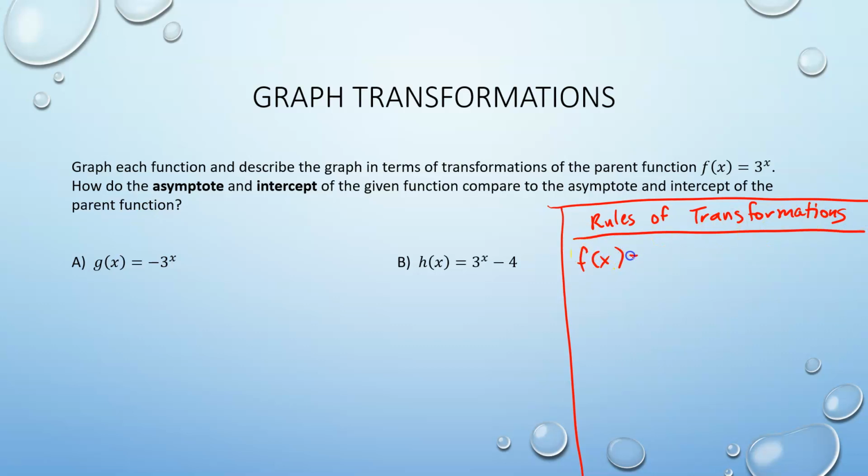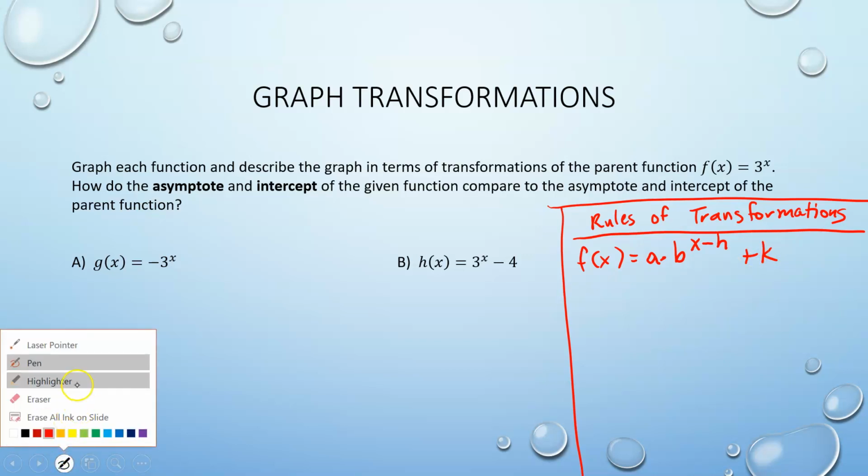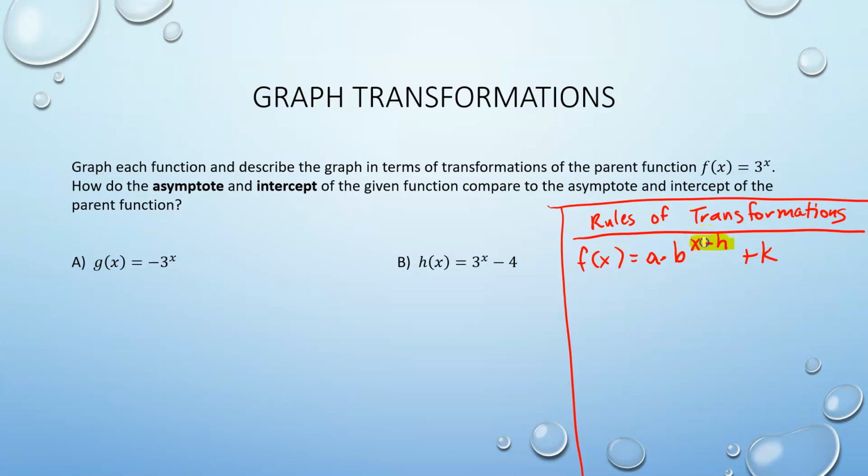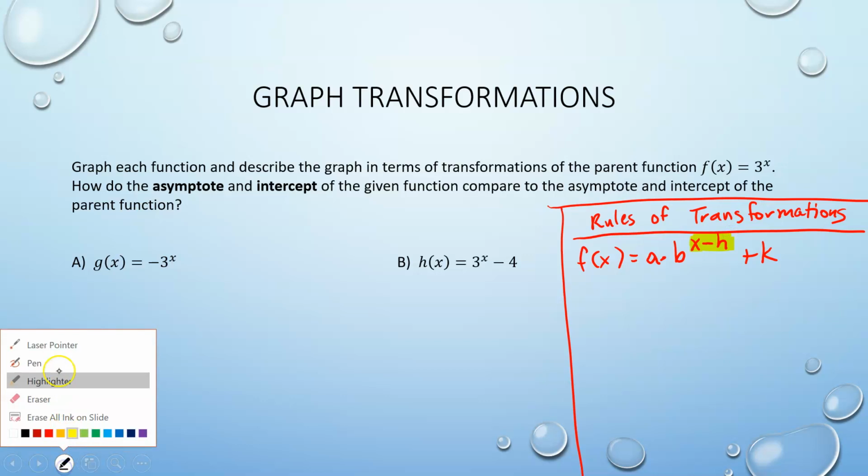So we now have f of x equals a times b. Now we are going to have something in the exponent with the x and then the plus k on the end. So we still have that x minus h plus k. The difference is how it's grouped with the x. This time it is considered grouped with the x if it is in the exponent with the x.